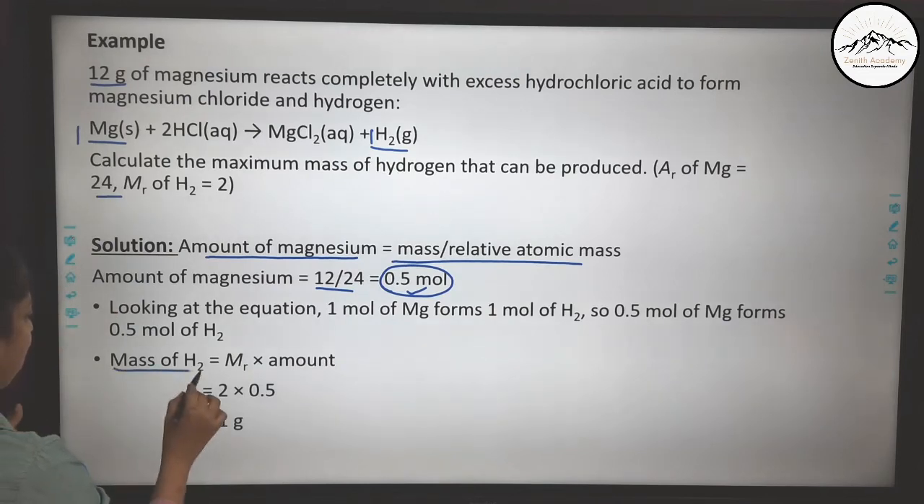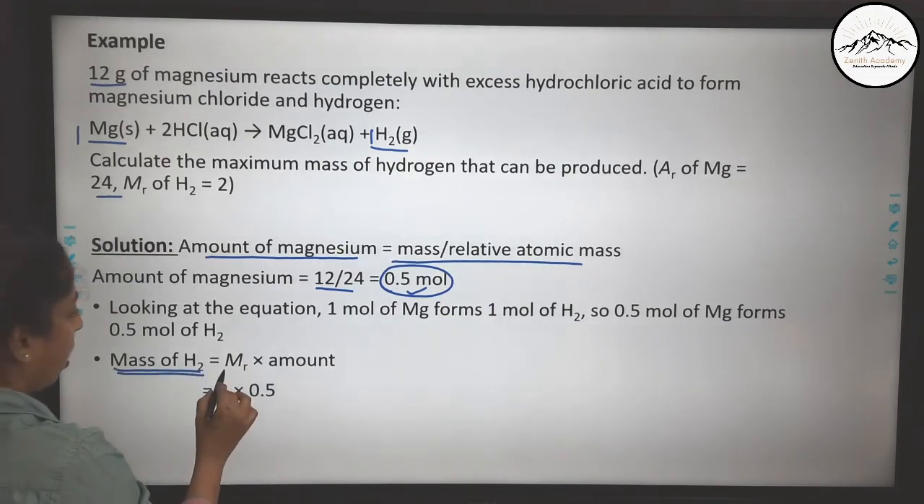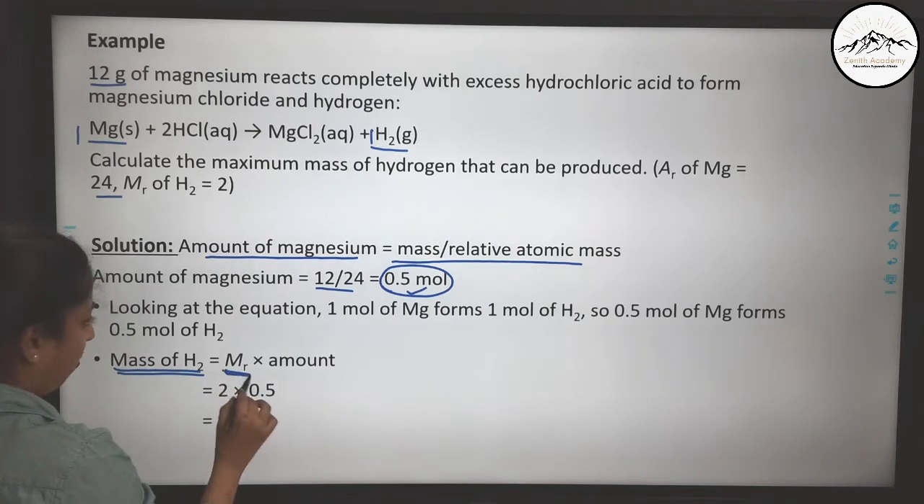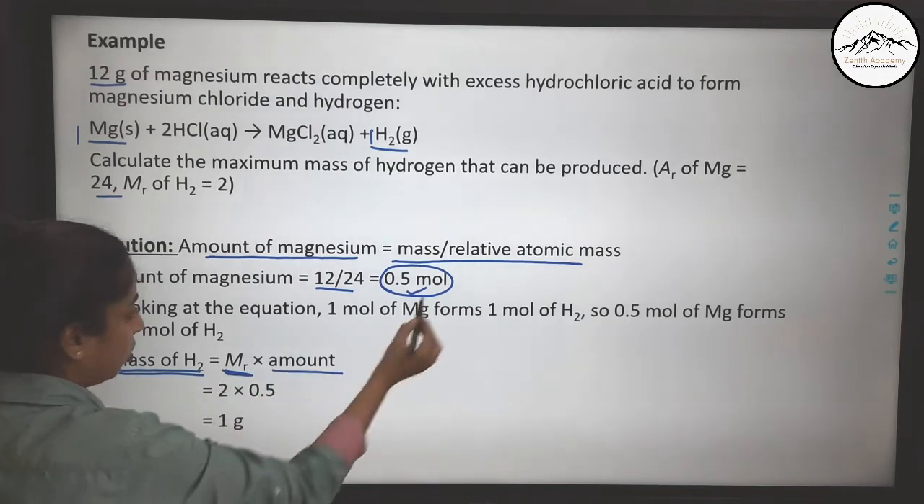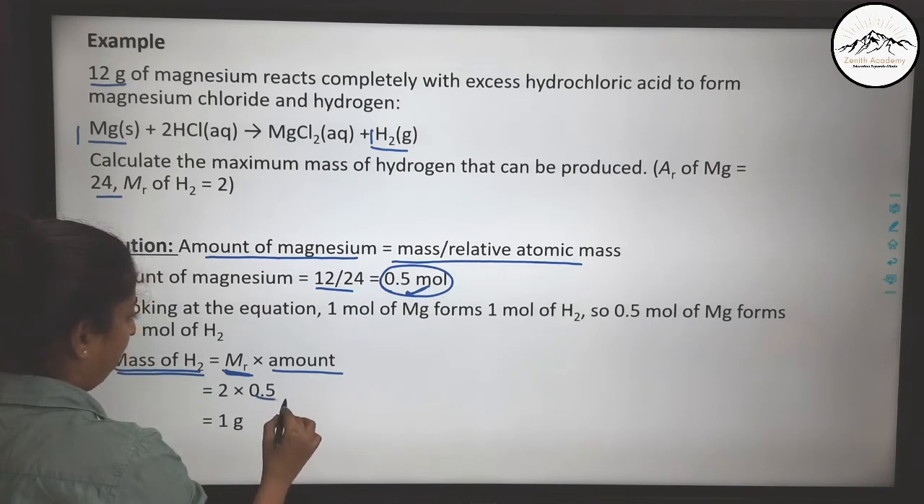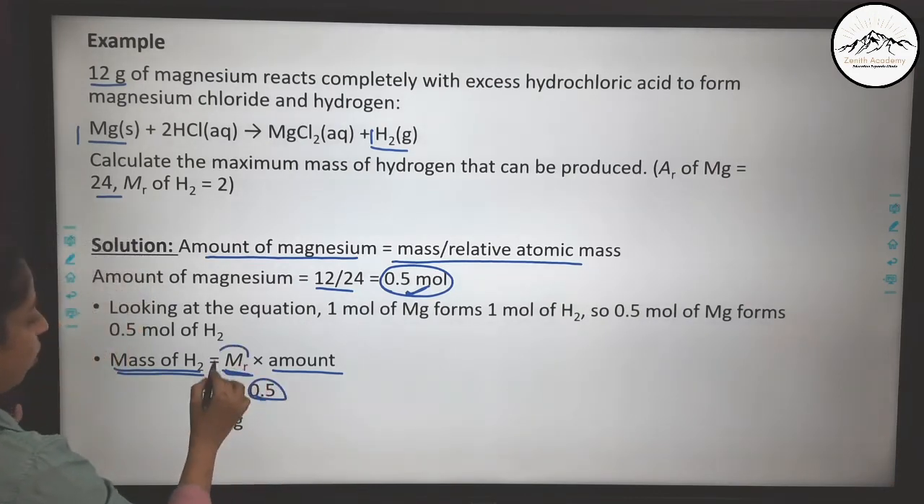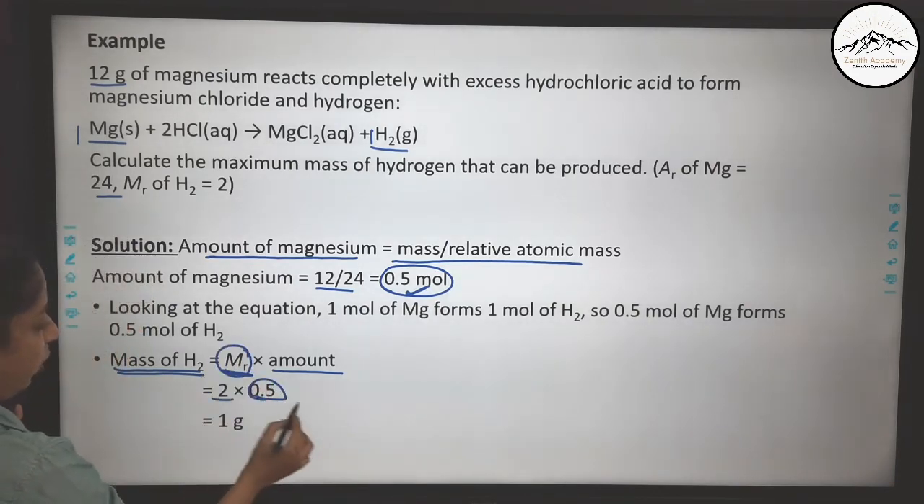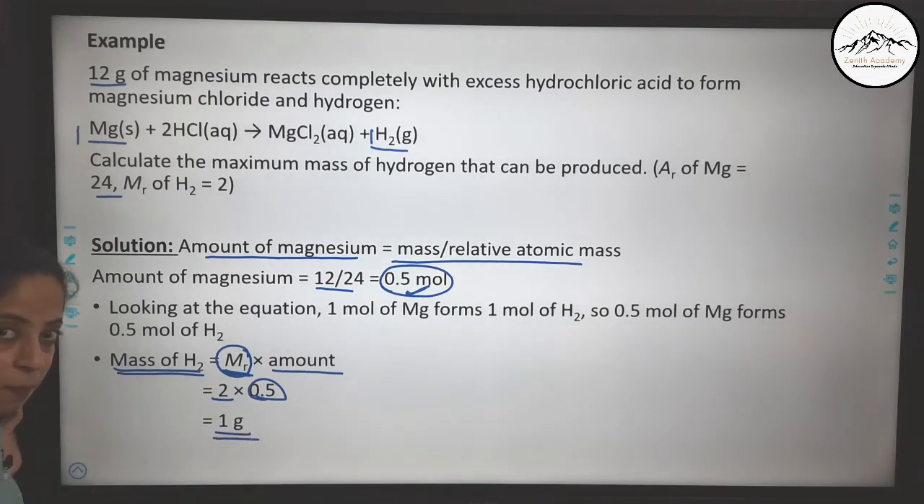Okay, so directly calculate mass for H2, relative molecular mass into amount. Okay, so this amount will be same here, 0.5. Okay, and relative molecular mass is 2. So 2 into 0.5 is 1 gram. Right. Now we will calculate with our method.